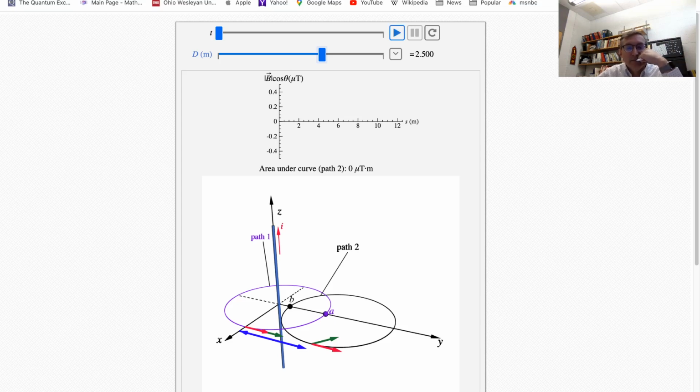Now let's run the animation. Circulating around each path. Look at the graph. Again, I've got a positive area under graph number 1. So I'll have a positive circulation, which means there better be current piercing the inside of path 1. But look how much area under the curve for path 2. 0. So there better not be any net current piercing the interior of path 2. And there isn't. All right, now let's reduce the D to 1.5 meters.